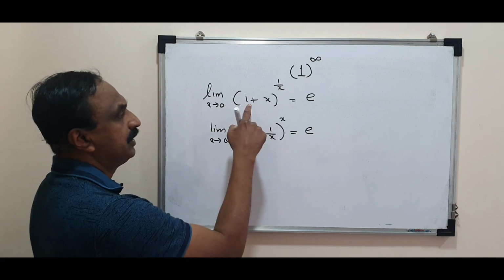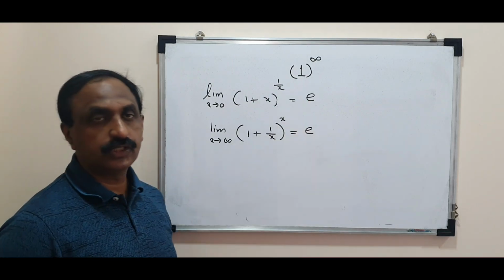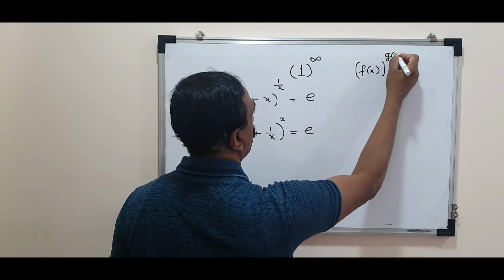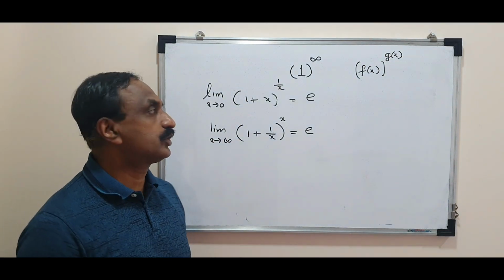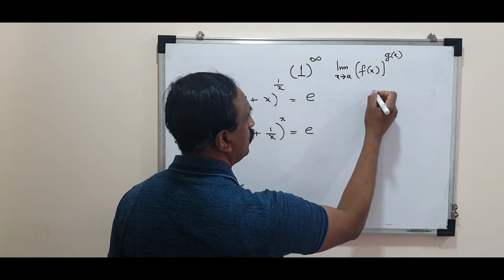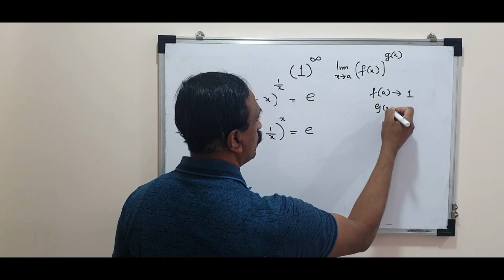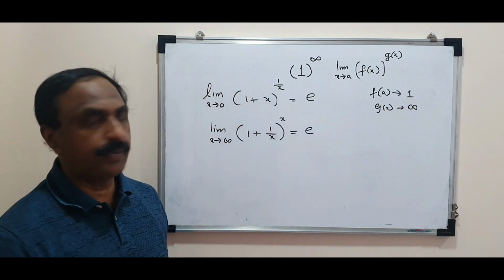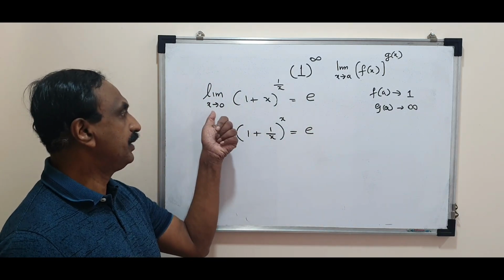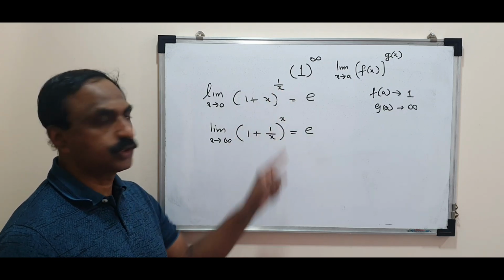So whenever the base becomes 1 and the power becomes infinity, we need to apply this formula. Basically, you will notice that this is of the form where the base is a function of x, the power is also a function of x, and x is tending to a. The base f of a should tend to 1 and g of a should tend to infinity. Then we shall apply this formula: limit x tending to 0, (1 plus x) raised to 1 by x, or x tending to infinity, (1 plus 1 by x) raised to x.